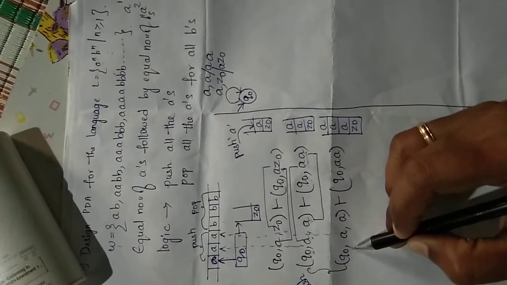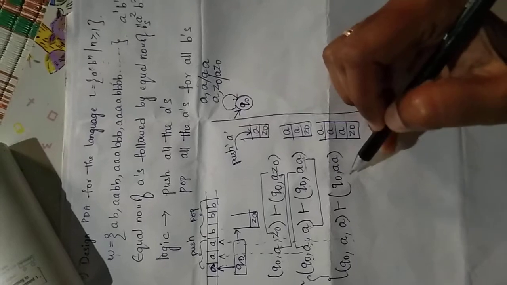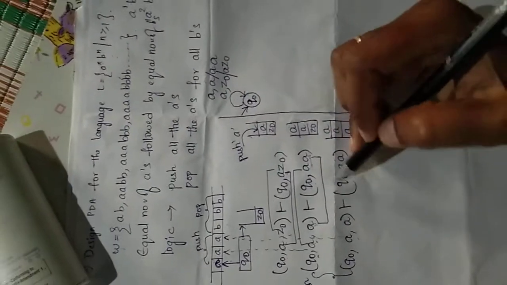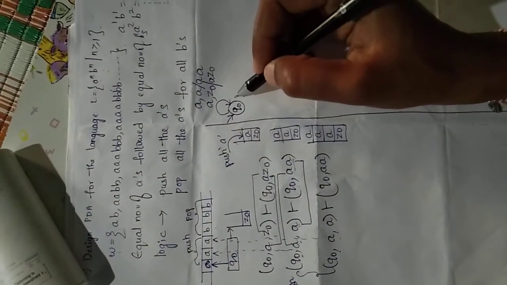Next ID: Q0, A, same. Q0, input symbol A, stack symbol is A. And what is the right hand side? A. So both are the same. No need to write one more ID here. So these are the ID representations in the form of your automata.